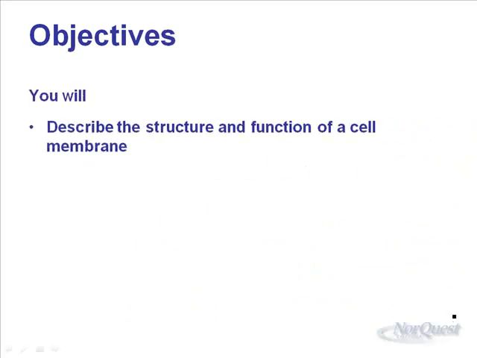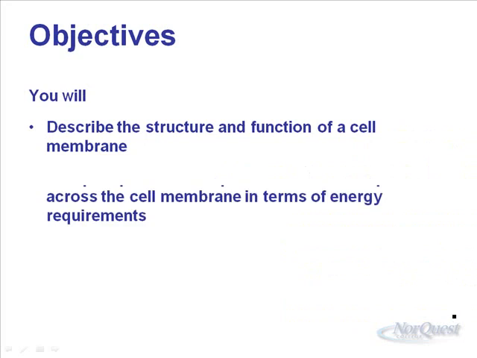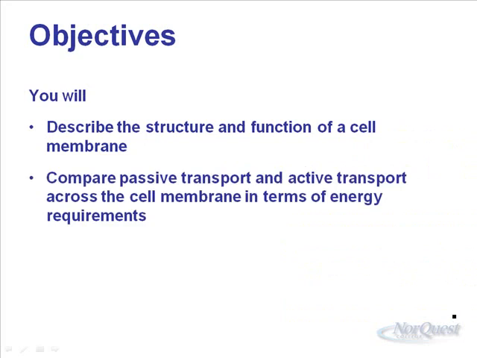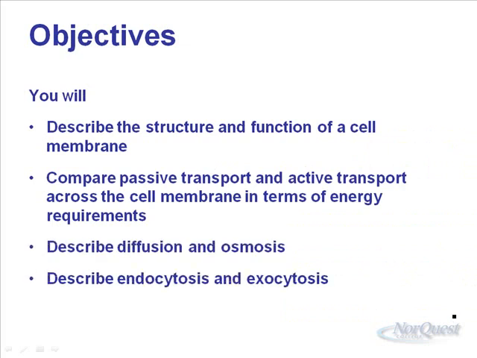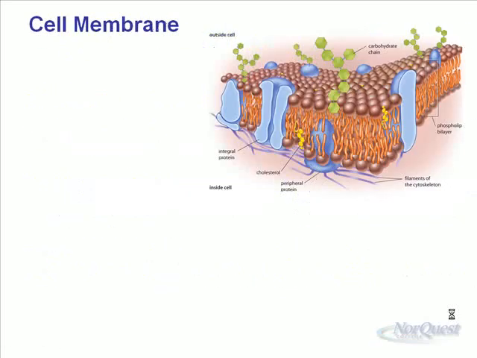By the end of this lecture, you will be able to describe the structure and function of a cell membrane, compare passive transport and active transport across the cell membrane in terms of energy requirements, describe diffusion and osmosis, describe endocytosis and exocytosis. So here we go. Here is a picture of a cell membrane.